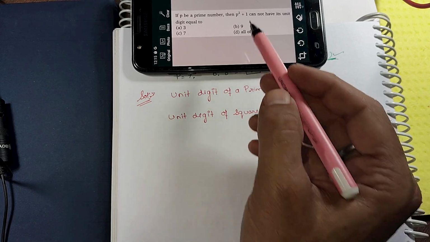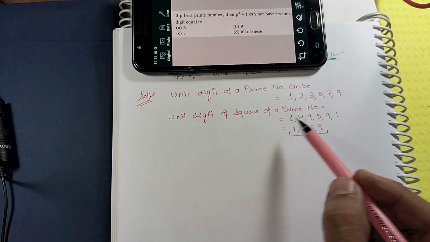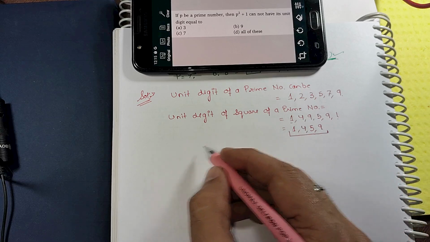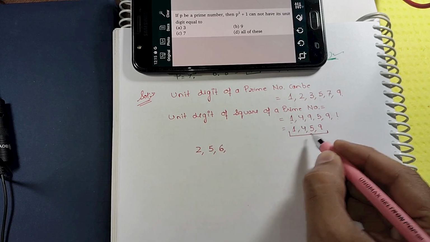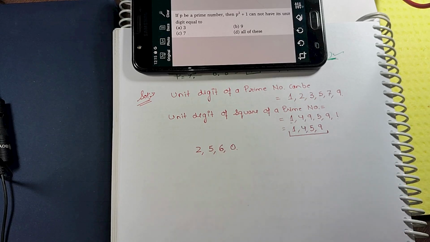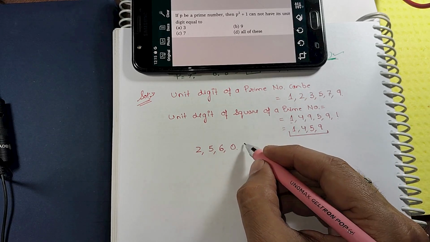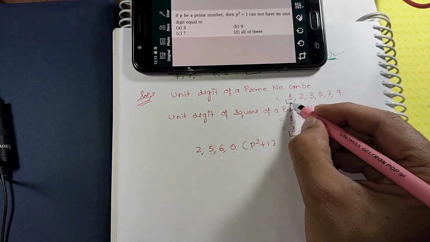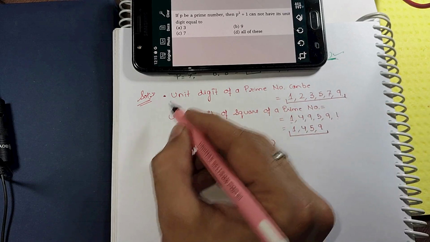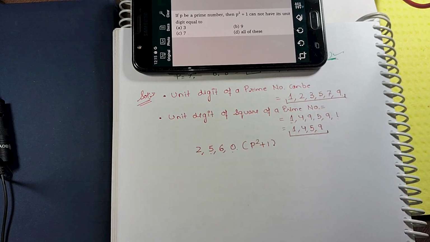Right? Now since we need to find the unit digit for P square plus 1, we will add plus 1 to each. So that will be 2, then 5, then 6, and 9 plus 1 is 10, so that is 0. So the possible unit digits for P square plus 1 will be 2, 5, 6, 0. You must write these into your notes because this can help in any question.